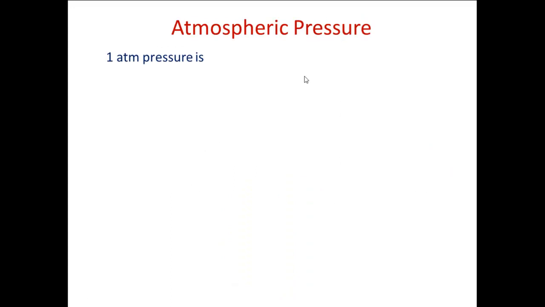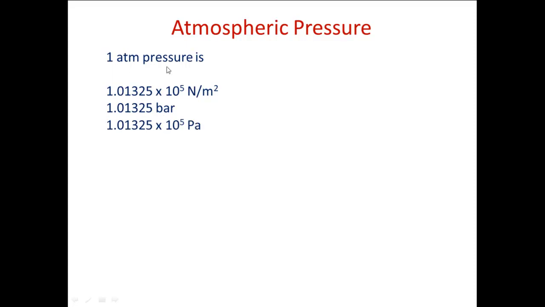Coming to the atmospheric pressure, we have various units to represent pressure. One atmospheric pressure in terms of Newton per meter square is 1.01325 into 10 power 5. And if you want to represent it in bar, so 10 power 5 Newton per meter square is nothing but 1 bar. So atmospheric pressure in terms of bar is 1.01325 bar. The same atmospheric pressure if you want to express in Pascal: Pascal is the SI unit for pressure, and 1 Pascal is nothing but 1 Newton per meter square. Therefore 1 atmospheric pressure is 1.01325 into 10 raised to the power 5 Pascal.